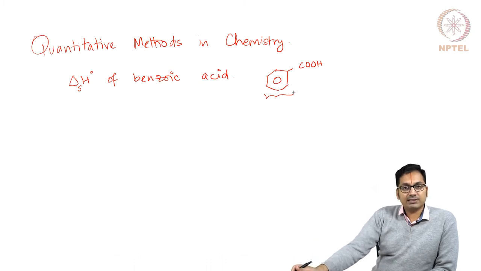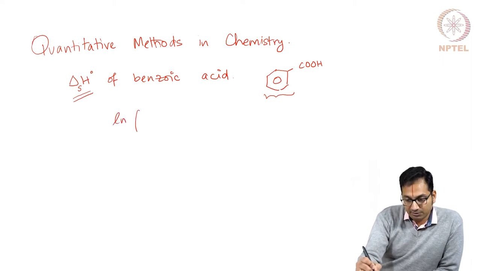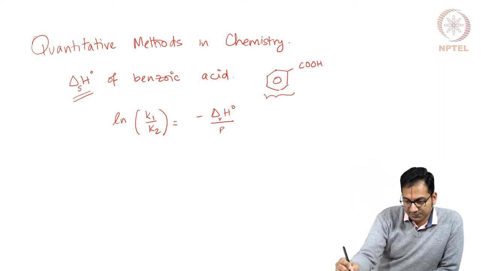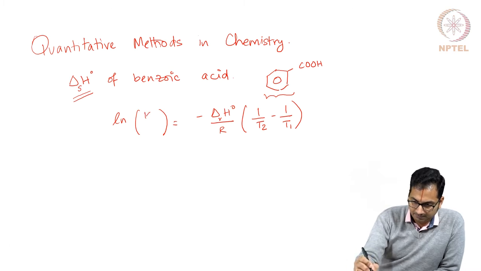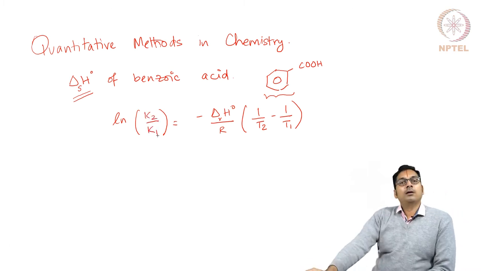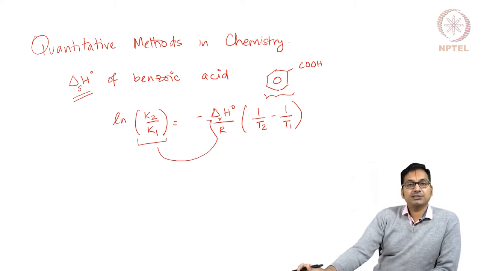Just to give a little bit of basics before we plunge into the background of this experiment, one has to understand how we can determine delta H naught. It comes from the Van 't Hoff equation, which relates the equilibrium constant to the reaction enthalpy change as a function of temperature. So this is the relationship from which you are going to determine the enthalpy change associated with such a process.